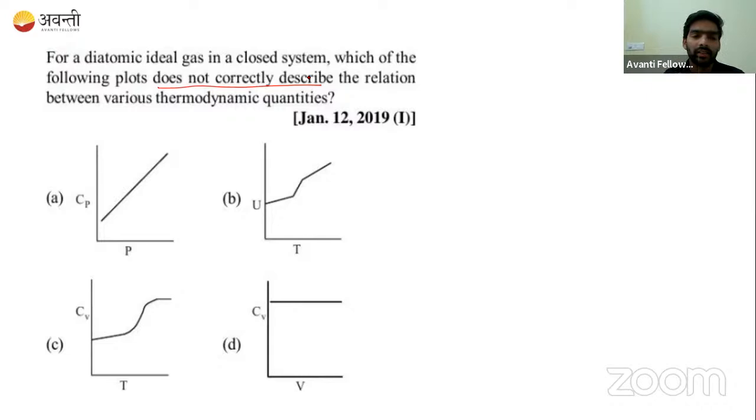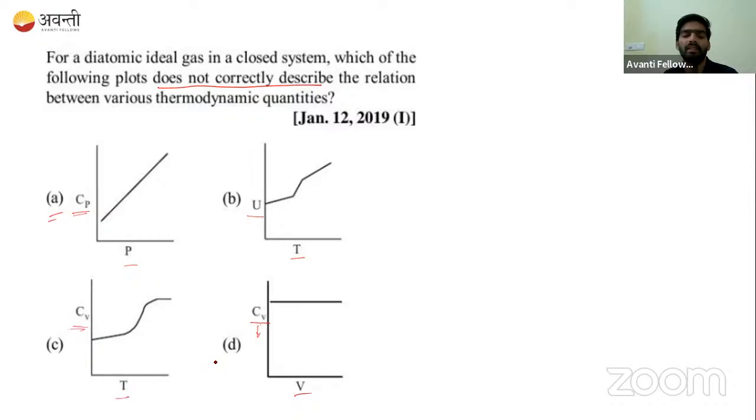If you see in option A, the graph has been plotted for CP, that is heat capacity at constant pressure, against the pressure. Then U, internal energy, against the temperature. Then CV, sorry, not constant volume, this is heat capacity. CV is nothing but the heat capacity at constant volume, here again against the temperature.